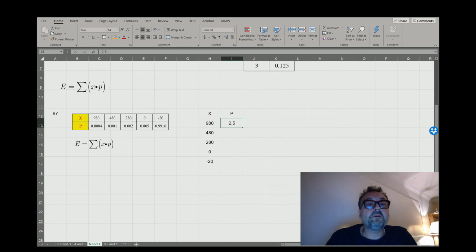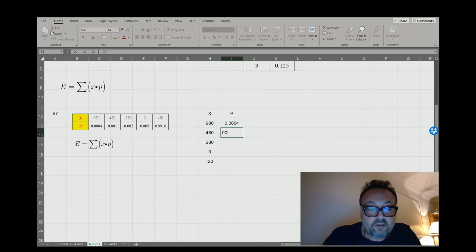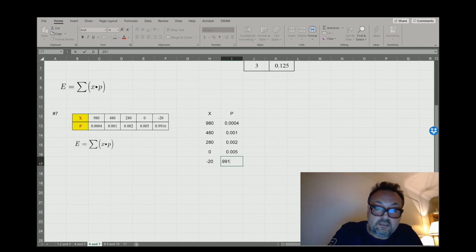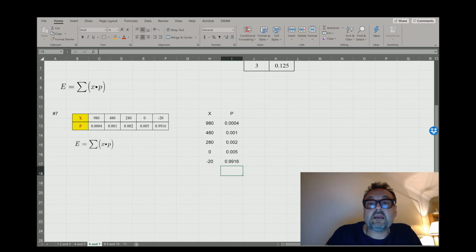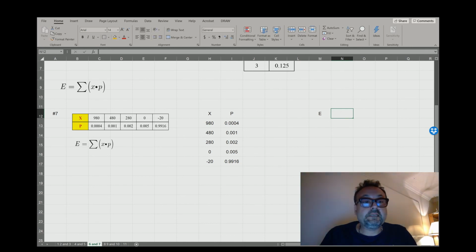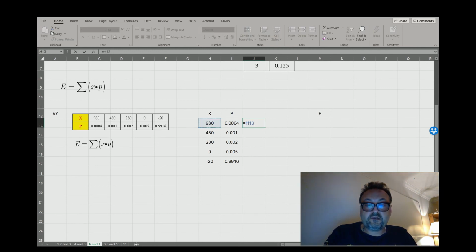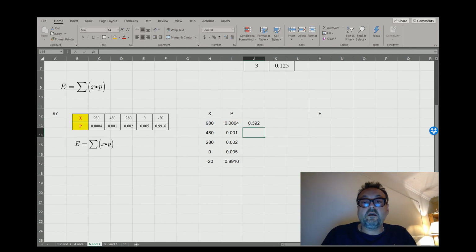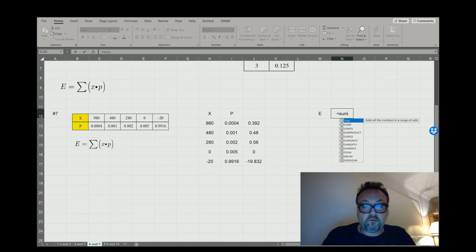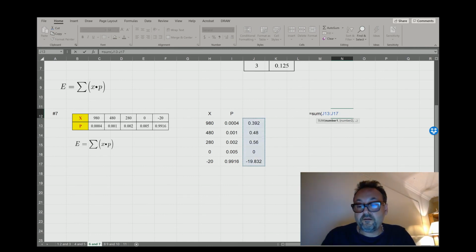So anyway, you copy the P's, 1, 2, 3, 4. So the 3 zeros, and then 0.001, and then 0.002, and then 0.005, and then 0.9916. Okay, and it's asking me to calculate that E again. And E is the sum of all these XP's. So again, instead of doing it manually, I'm just going to multiply the first X by the first P. And remember, I'm not using the value, I'm using the cell location. And then I'm going to drag this down. So here's all my XP's. And then my E will be the sum of all those XP's. So I just have to add these XP's together. And there's my answer.